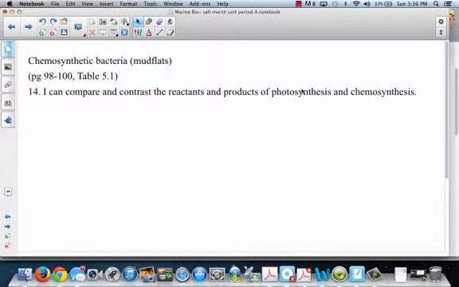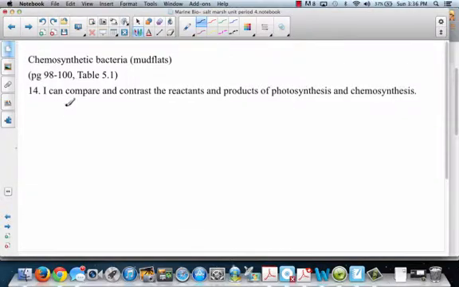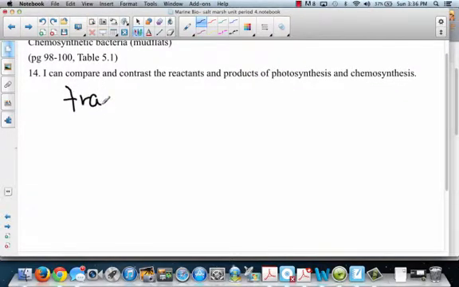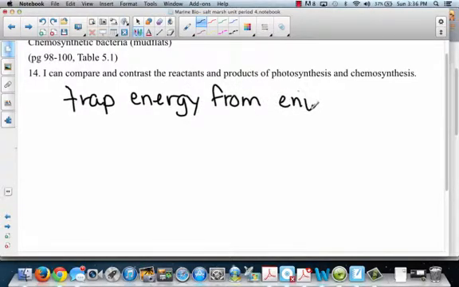And so the processes that trap our energy from the environment are photosynthesis and chemosynthesis. So you might want to write that these processes definitely trap our energy from the environment. So let's write that first. They trap energy from the environment. And then I want you to make a T-chart.